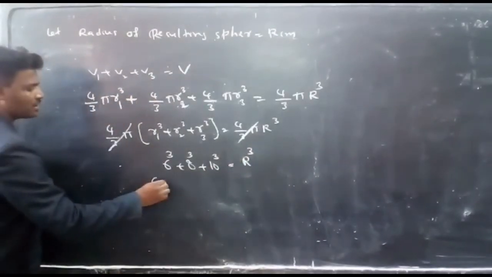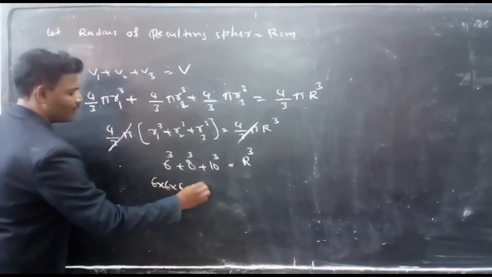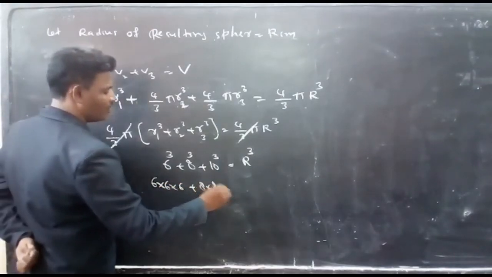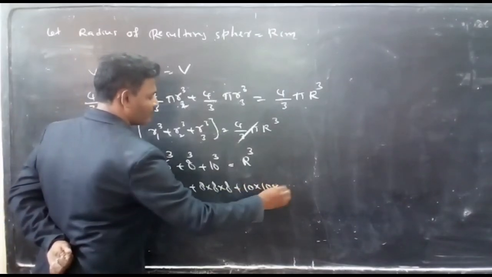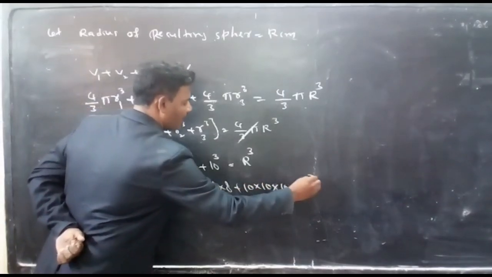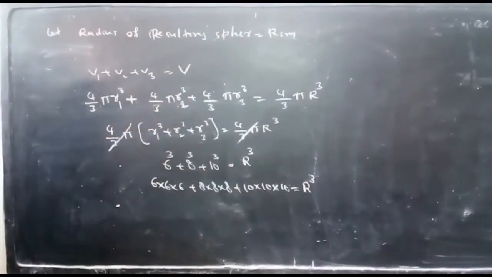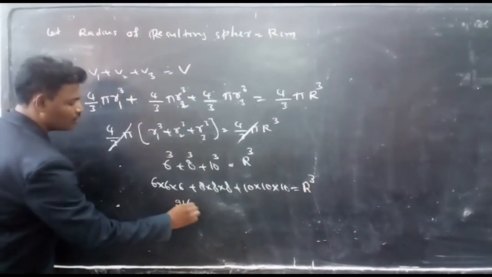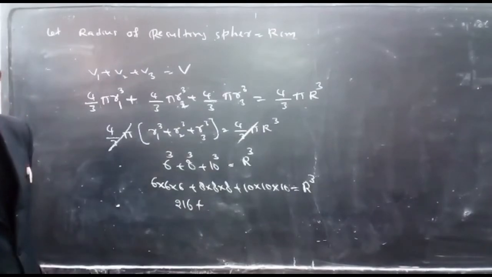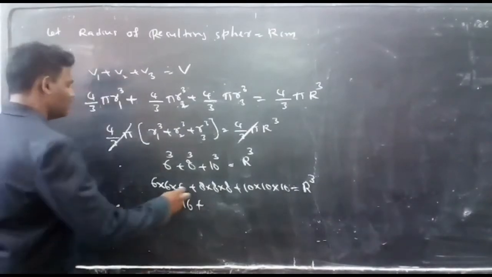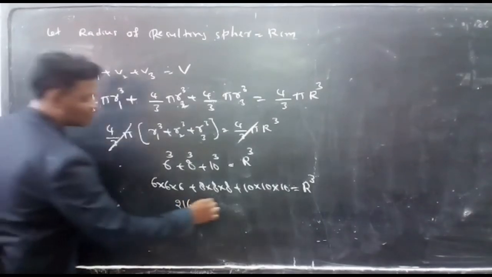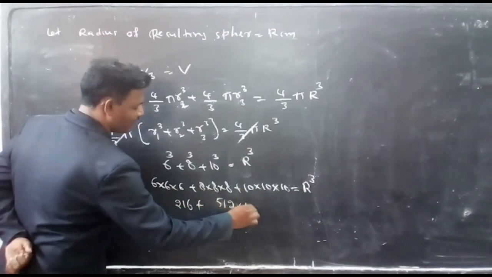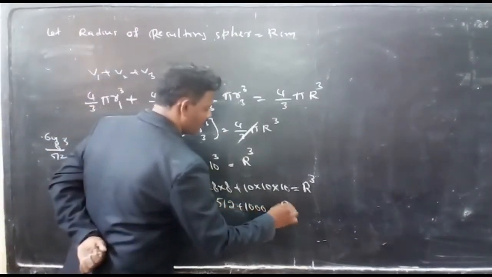6 cube means 6 into 6 into 6 plus 8 into 8 into 8 plus 10 into 10 into 10 is equal to capital R cube. 6 cube we can write as 216. 6 6s are 36 and 216. See, 8 8s are 64, 8 4s are 32, 8 6s are 48 plus 3, 51. So 512 plus 1000 is equal to R cube.